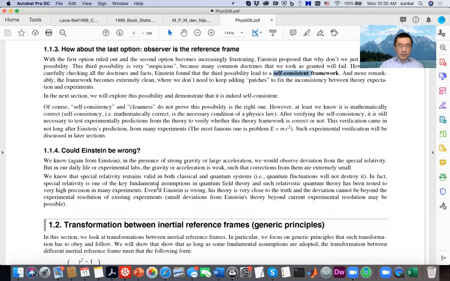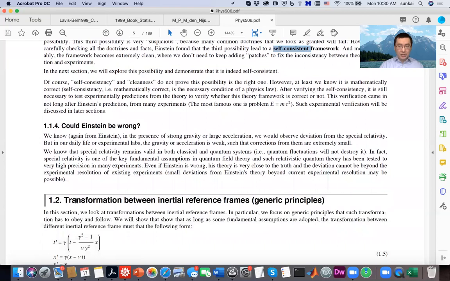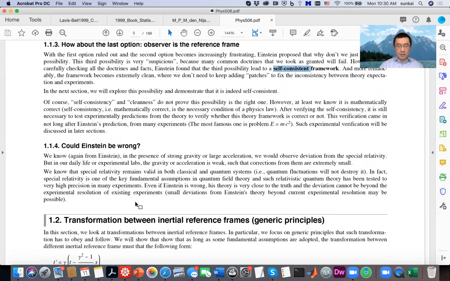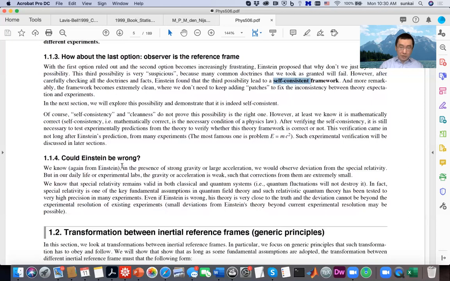I think this will be a good point to stop. In the next lecture, we will discuss the consequence of Einstein's assumption and the so-called Lorentz transformation. But before we dismiss, I do want to mention one more thing about special relativity. That is, could Einstein be wrong? After Einstein proposed this idea, he checked self-consistency, then made predictions, like the most famous one, energy equals mc squared.